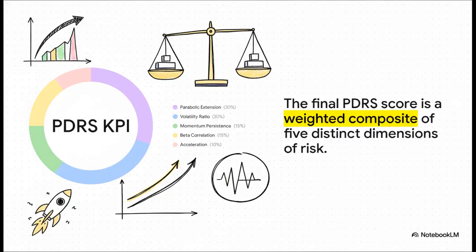The final PDRS score is actually a weighted average of 5 different dimensions of risk. As you can see, parabolic extension and the volatility ratio are the heavy hitters, each making up 30% of the final score. They're followed by momentum persistence and beta correlation, each at 15%, and finally, acceleration comes in at 10%. So let's break down exactly what each of these is measuring.